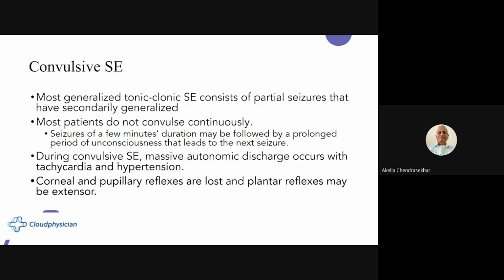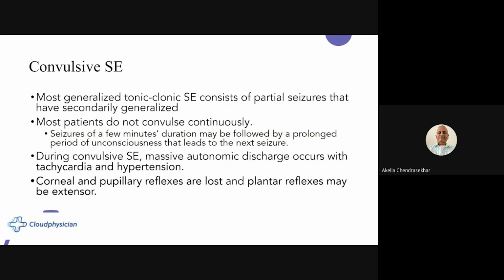and we have to think about what we're doing. And again, your corneal and pupillary reflexes usually are lost. The plantar reflexes may be downward going, like the Babinski sign, if you will, right? So these are things that you can expect to see, and clinically, you don't need to have an MRI or even an EEG at this juncture. If you look at the patient clinically, you can make a diagnosis.